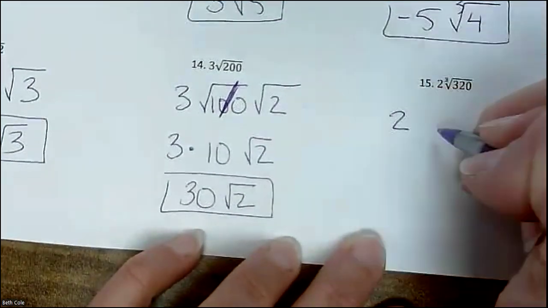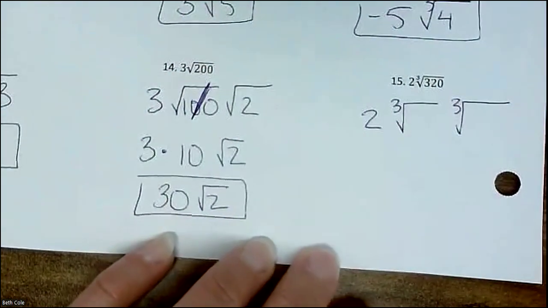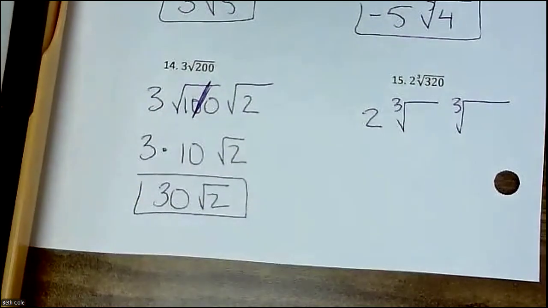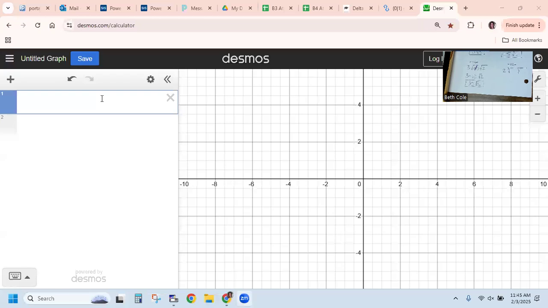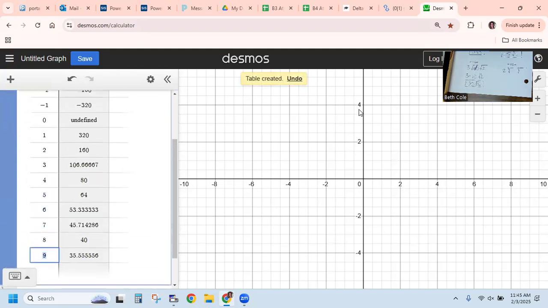So for this one, that 2 is just there. Draw yourself two little houses with 3s out front. And I will go type this one in for us. I don't actually know what this one is. Actually, I think I know what it might be. So 320 divided by x. Which list are we looking at? Cubes. Let me hit enter a few times. See if you can find it.